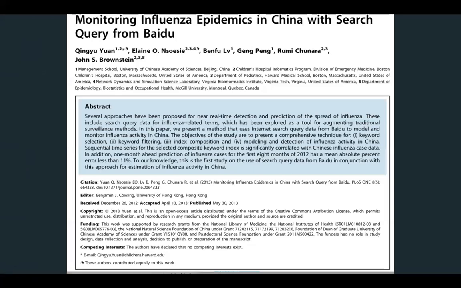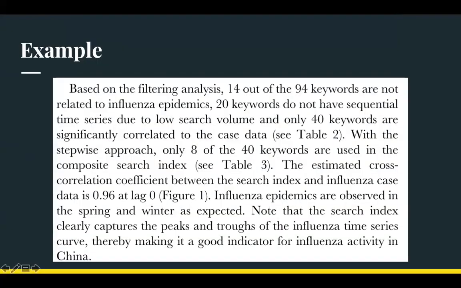So let's do one example. For this study, we developed an approach for monitoring influenza epidemics in China using searches. So what were people searching for on Baidu, which is basically the Google of China? So I'll give you a minute to look at the results, because I think it's very important to think about how to write your results.